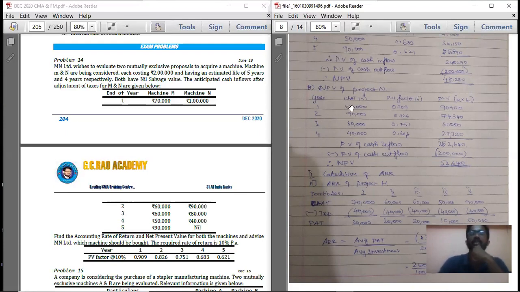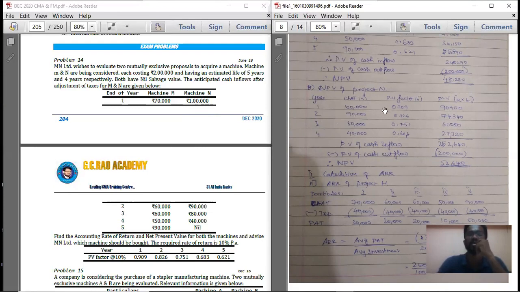In respect of year 1, what is the CFAT for machine N? 1 lakh rupees. So in respect of CFAT, year 1 record 1 lakh. Year 2 record 90,000. Year 3 record 80,000. Year 4 record 40,000. 1 lakh, 90,000, 80,000 and 40,000 CFAT. We are just copying it from the question.